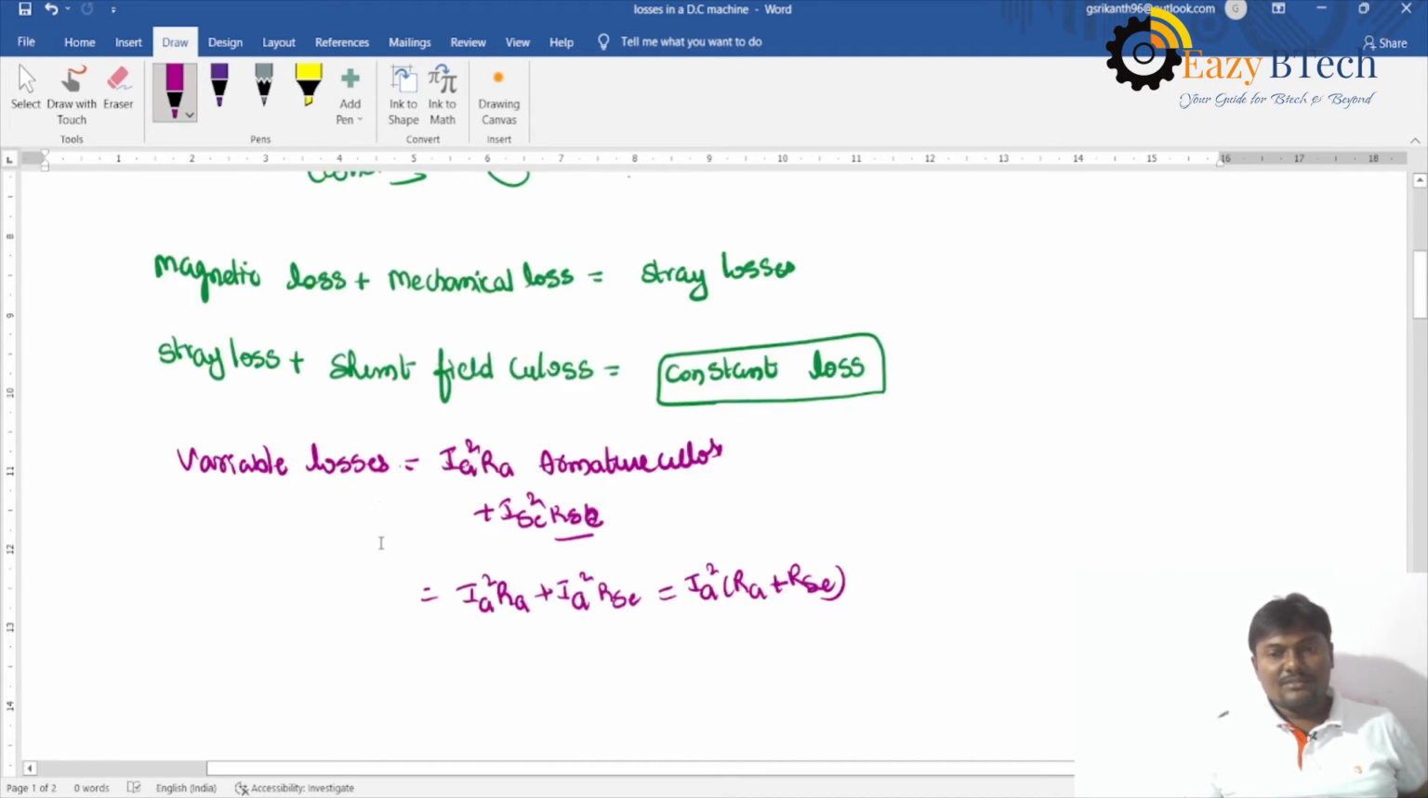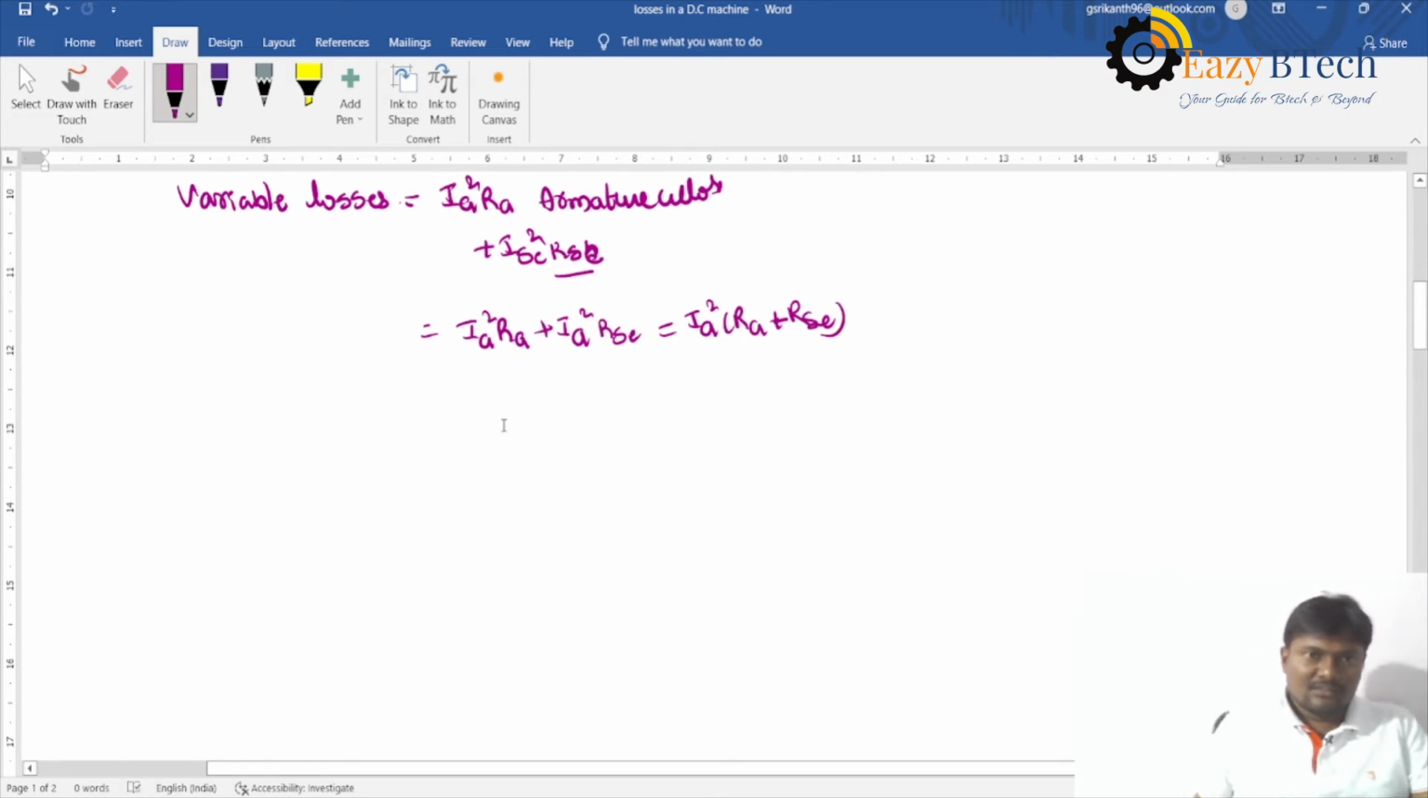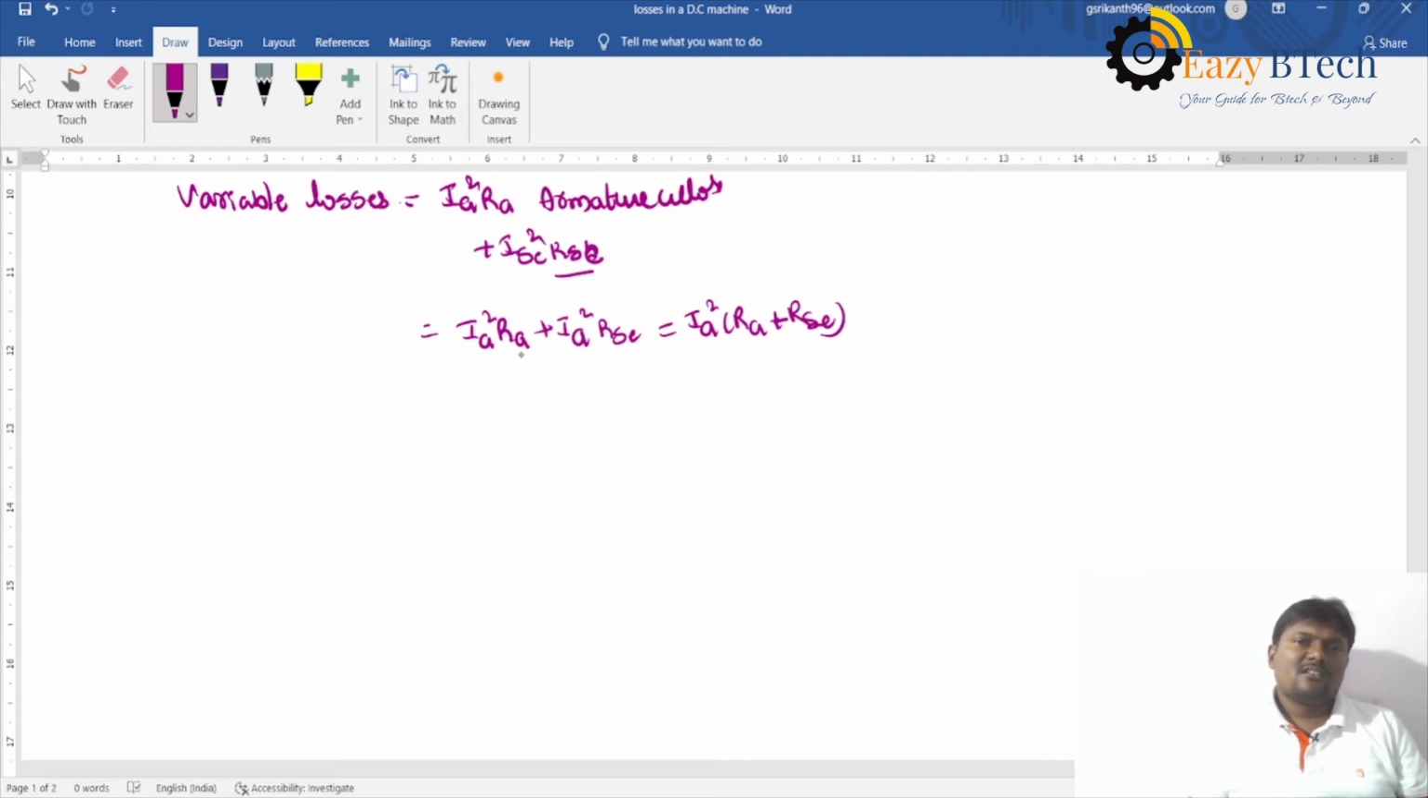Here you can observe that in a long shunt and short shunt, the series current will be different, and you can remember Ia square Ra plus Isc square into Rsc. For a DC shunt motor or shunt generator, this part will be 0. And for a DC series motor, both are present.